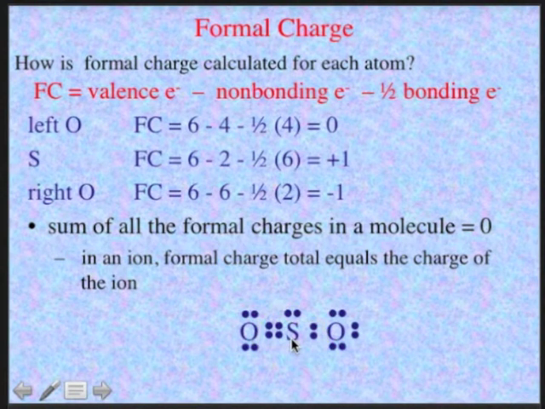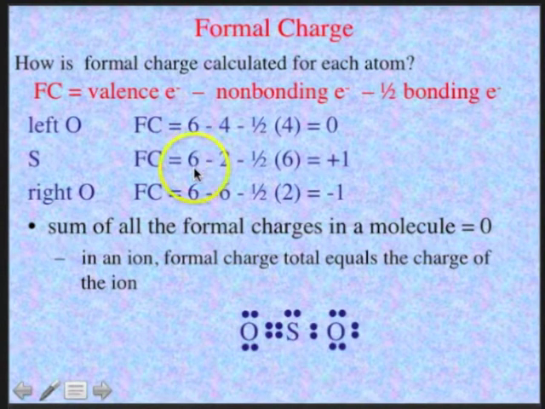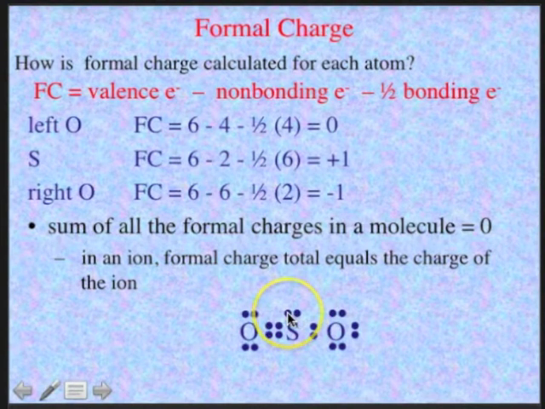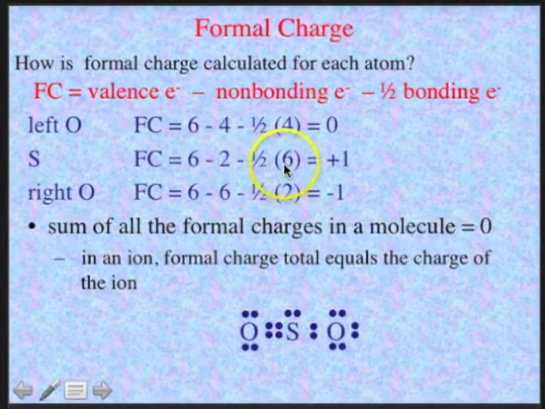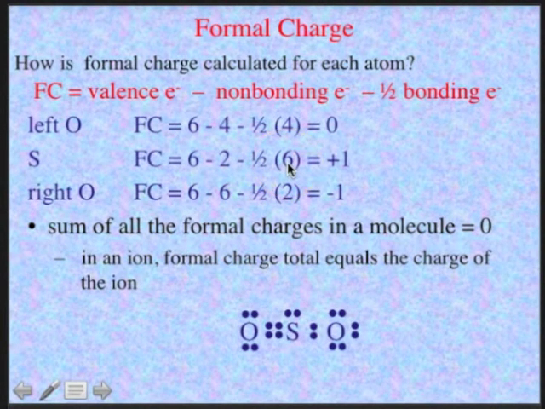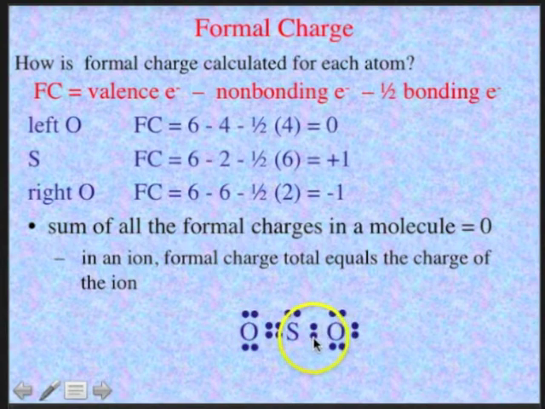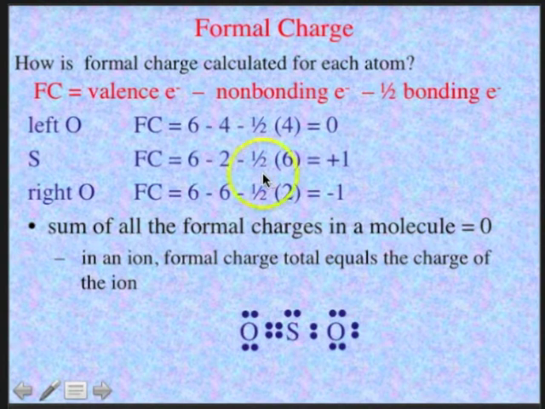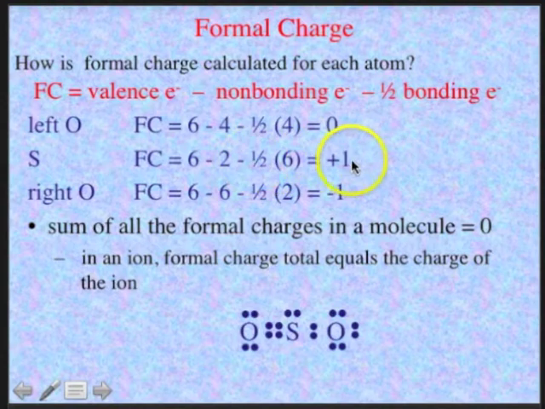The formal charge on the sulfur, again, the valence number for sulfur is 6. You subtract a pair of lone electrons, 2, and you subtract 1/2 the number of bonding electrons, which is 6 times 1/2. So you get 6 minus 2 minus 3, and that's a +1, so the formal charge on sulfur here is +1.